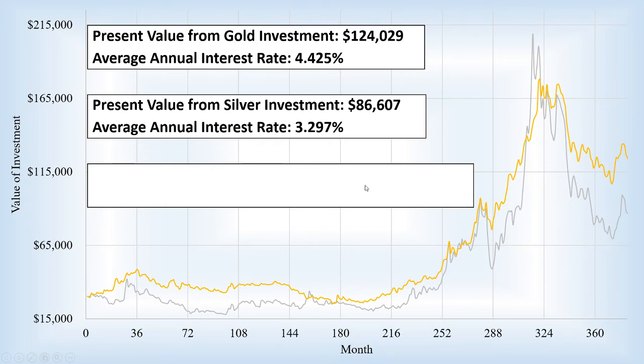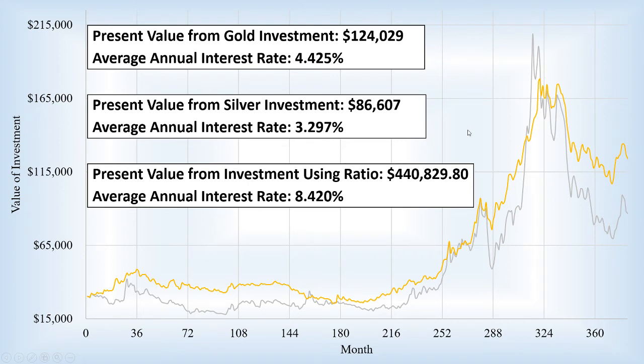Now, of course, some years you're going to do a lot better, and some years not as well. Now, if we would have done that aggregate where we're switching back and forth using the gold-silver ratio between the gold and silver, the present value of that investment would be over $440,000. And the average annual interest rate would have been 8.42%.